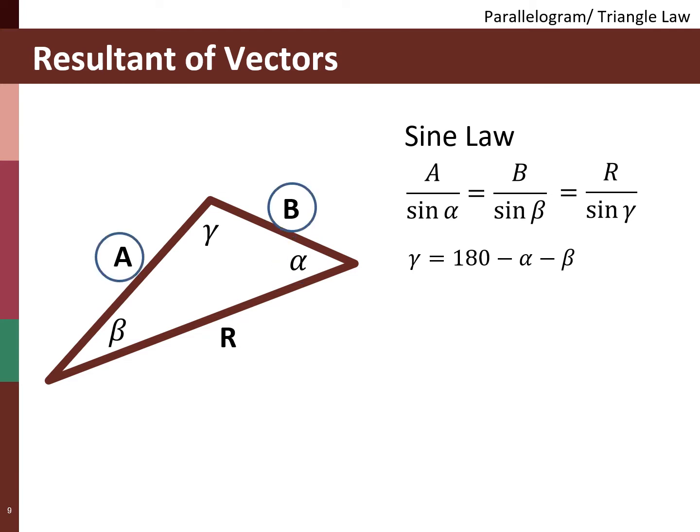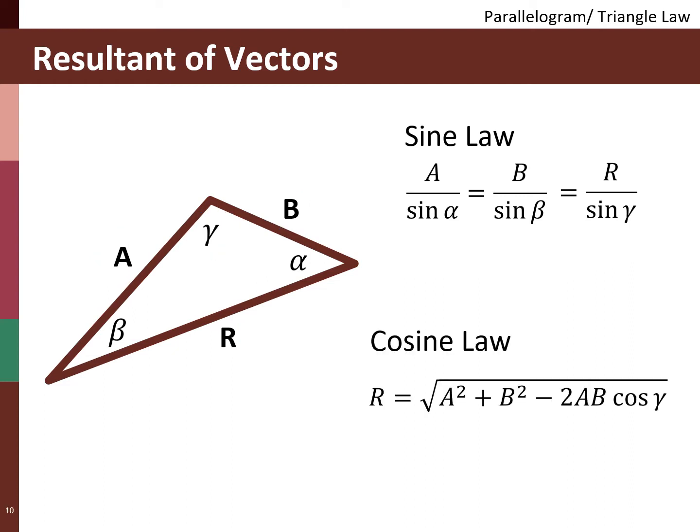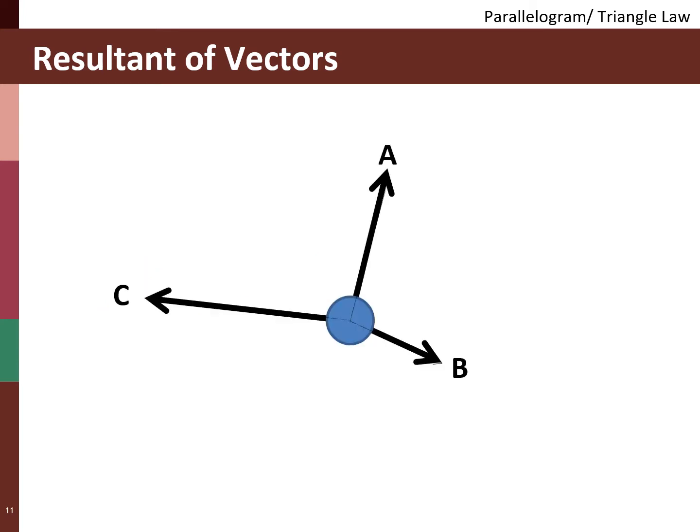Now, if two sides and an angle between them are known, we can use the cosine law for the third side. If there are three or more vectors, we consider two vectors at a time. But now, let us consider these three vectors.